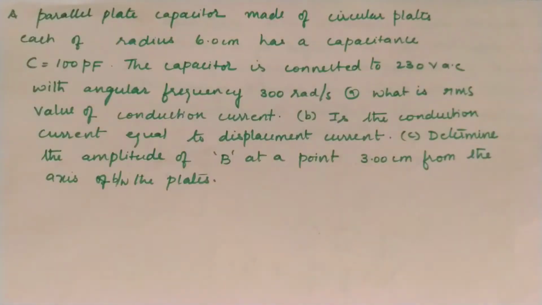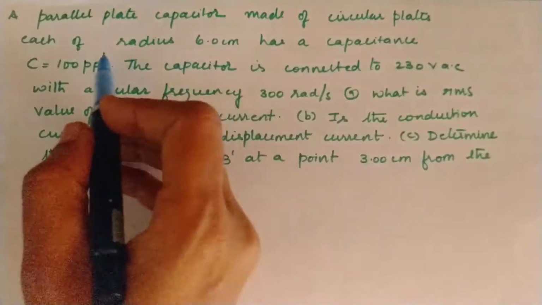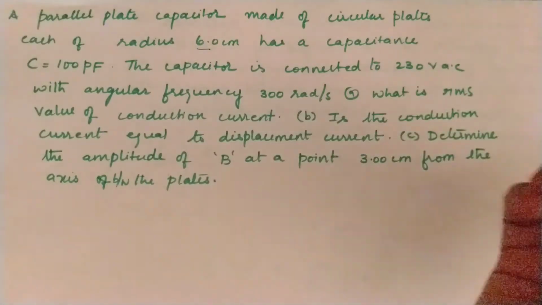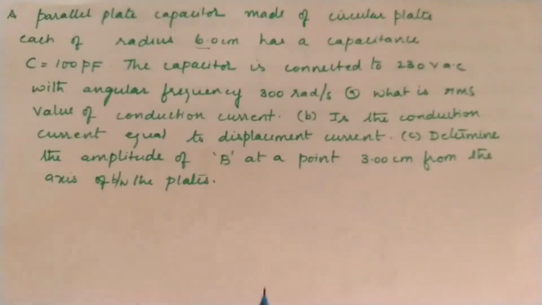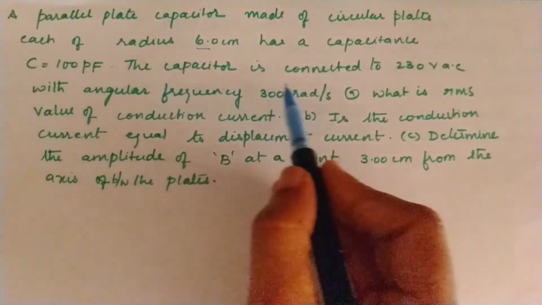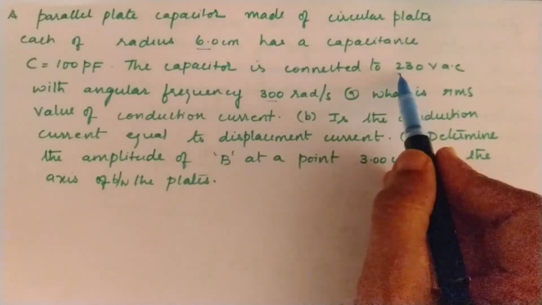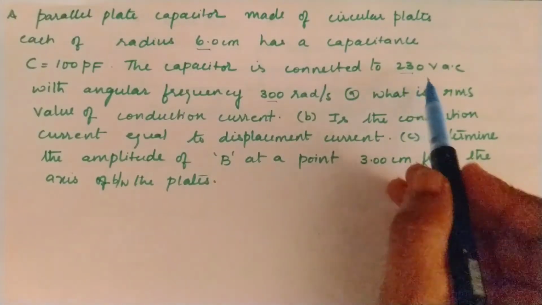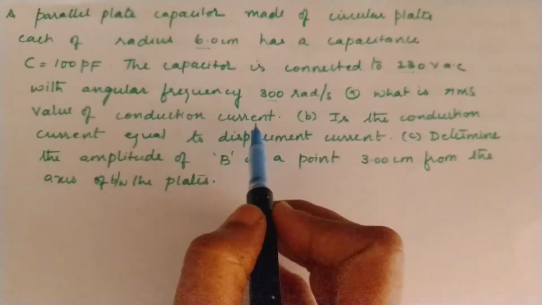Okay, look at this NCERT question. There is a parallel plate capacitor which is made up of circular plates, and radius of the plates is 6 centimeter, has a capacitance of 100 picofarad. So the first step, and they have given you the angular frequency and the RMS value of the applied voltage. So what is the RMS value of conduction current?